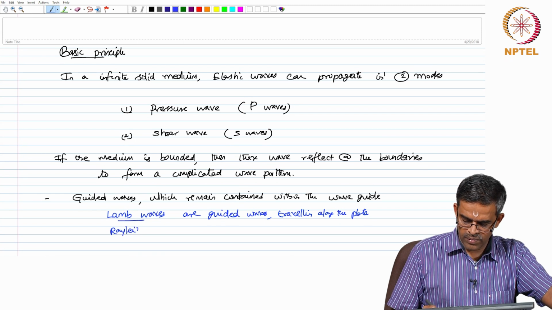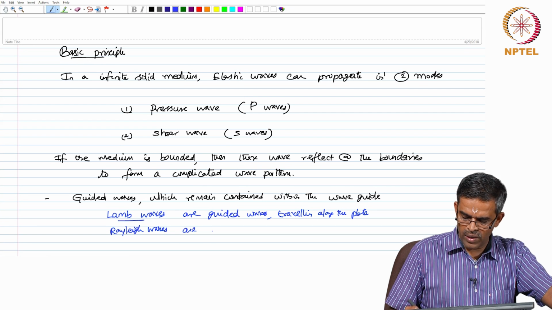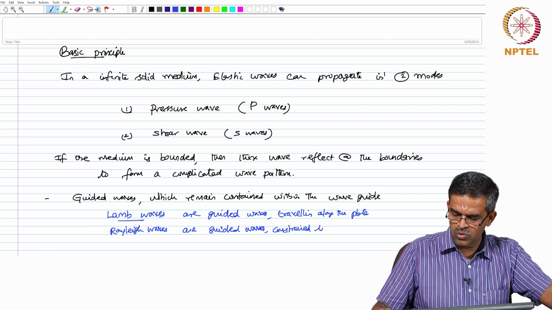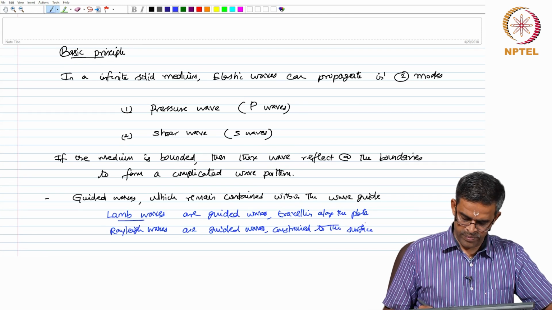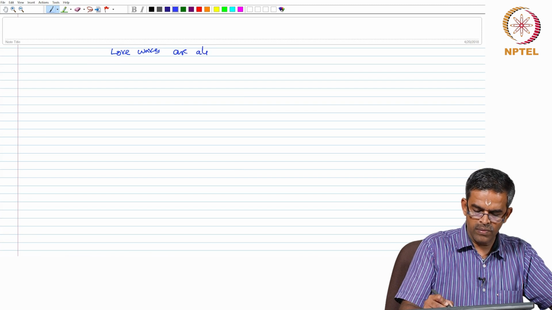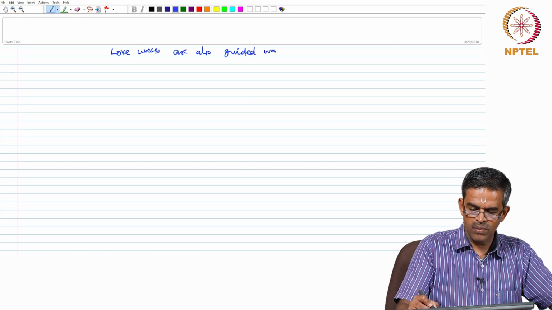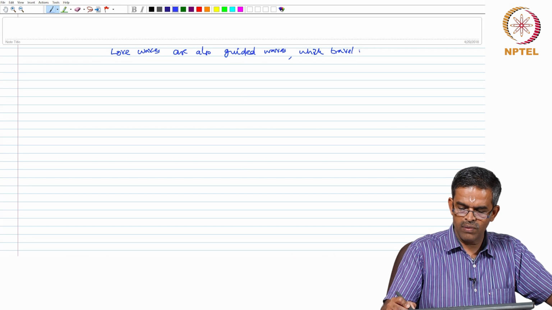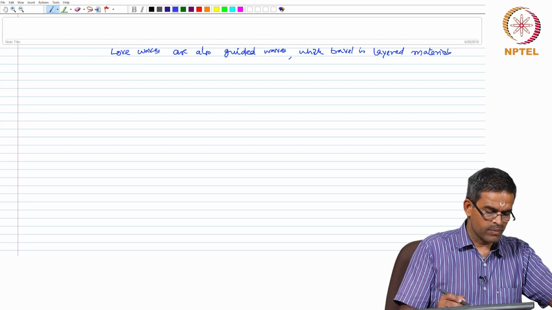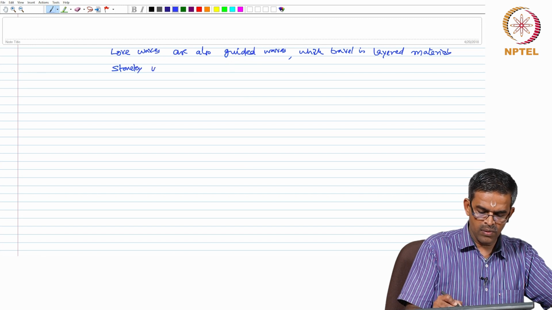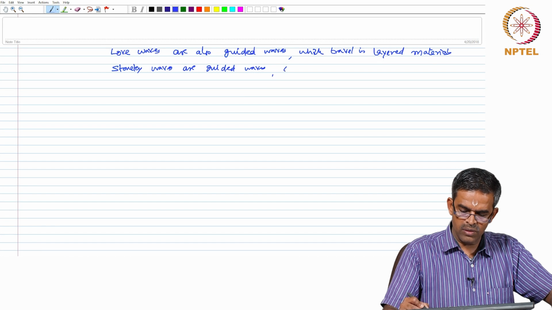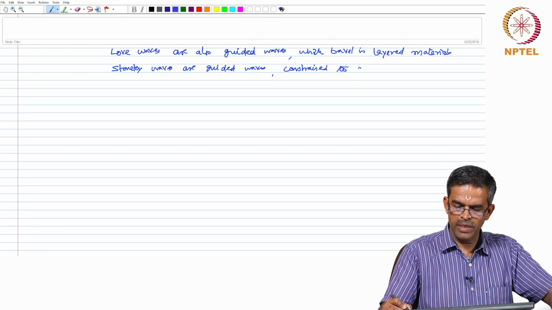Rayleigh waves are guided waves which are constrained to the surface. Love waves are guided waves which travel in layered materials. Stoneley waves are guided waves constrained to material interface.